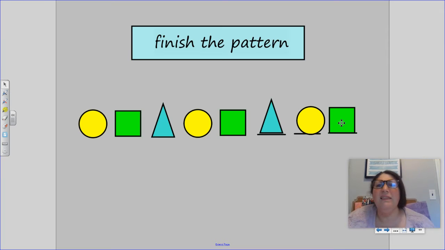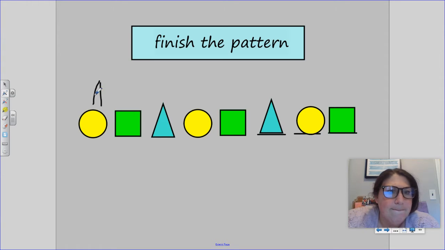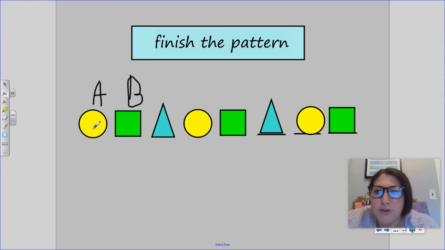So now, let's try to figure out what kind of pattern this is. The first one was an A-B pattern. This one's a little different because each new shape has a different letter name. So we have A, then B. Now, if we were to call this one A again, it should be the same as that circle, but it's not. So we go to our next letter, which is C. A, B, C. Now we're back to A. So this, my friends, would be called an A, B, C pattern.